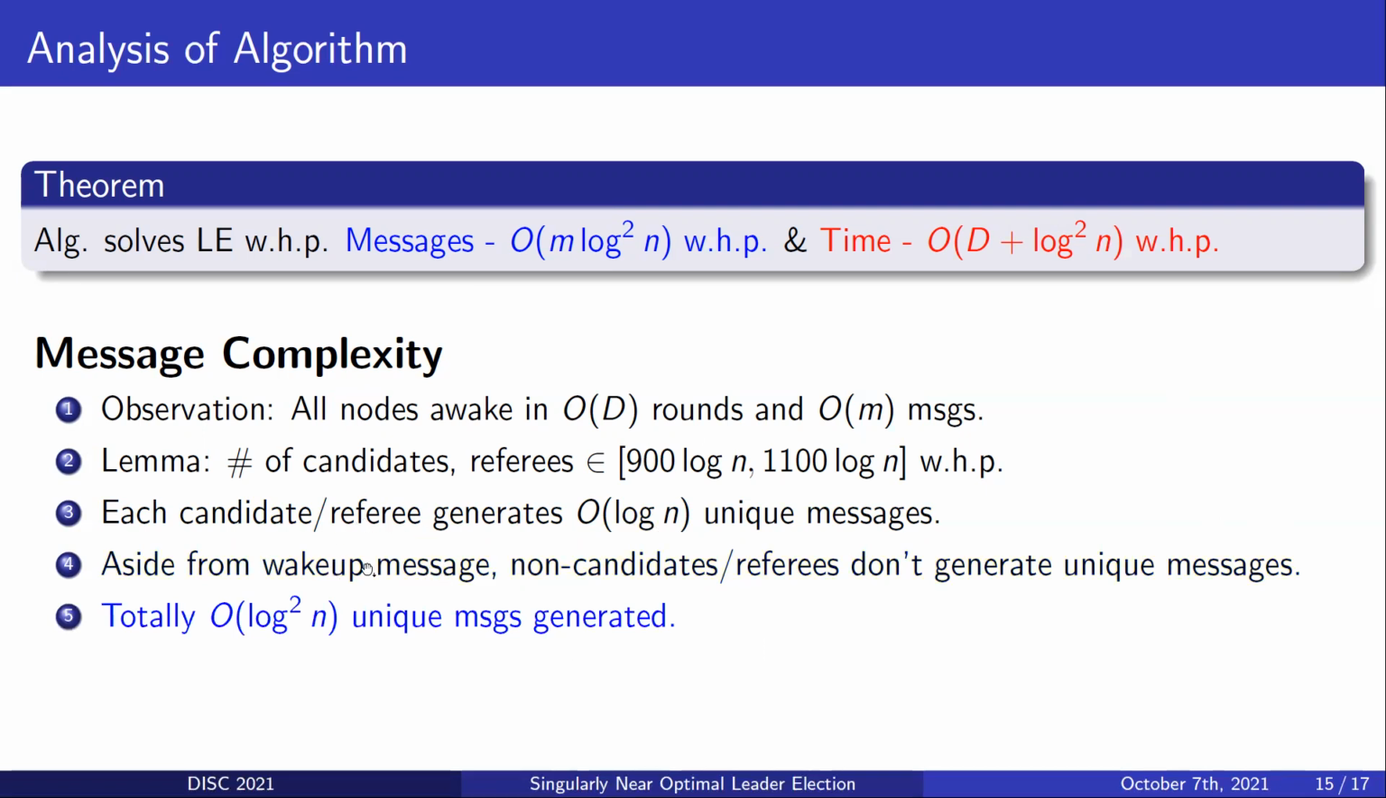So in sum total, there will be O(log² n) total unique messages that are ever generated in the network. And each of these messages, in order to be communicated to others, a broadcast, a flooding, is used. For flooding, O(m) messages are required. So in total, O(m log² n) messages are needed.